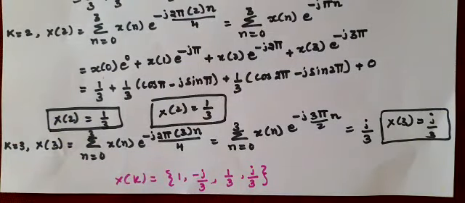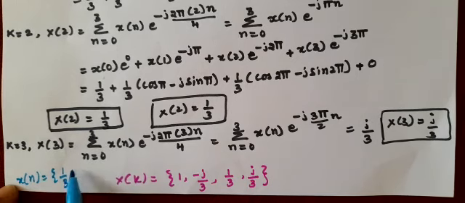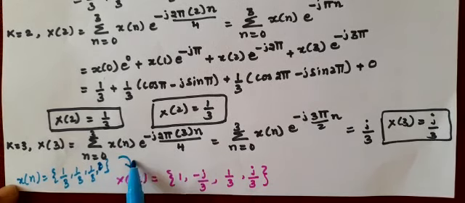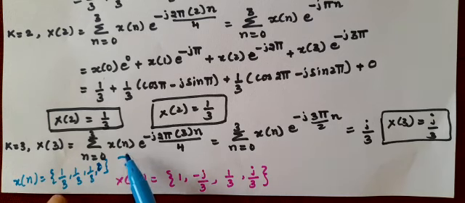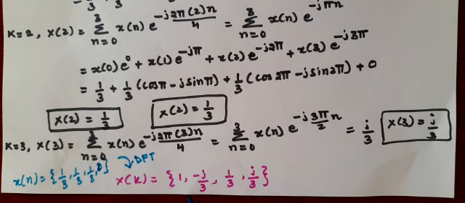On consolidating the equation, you will be getting capital X of k is equal to 1, minus j by 3, 1 by 3 and j by 3. What is the given sequence to us? The given sequence x of n is equal to 1 by 3, 1 by 3, 1 by 3 and 0. We got X of k as, on applying DFT by direct formula method, we got the result as 1, minus j by 3, 1 by 3 and j by 3.